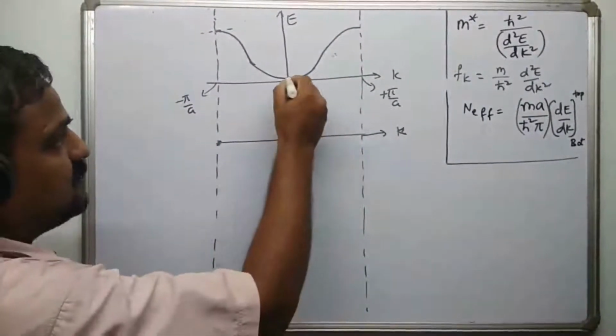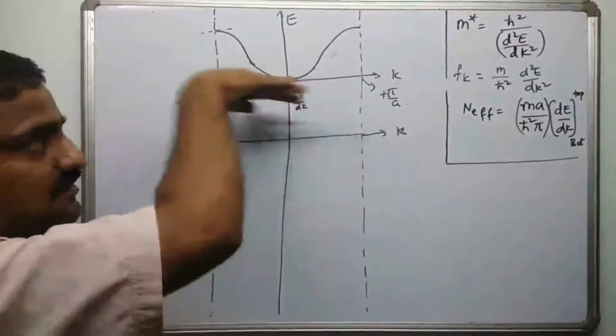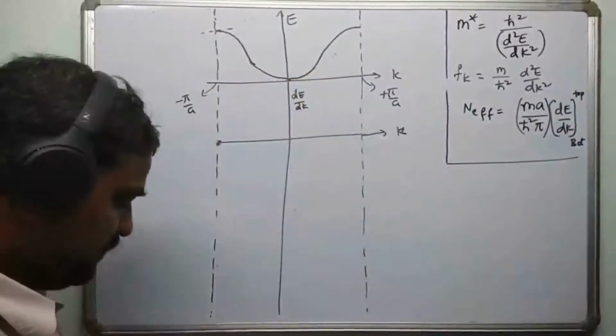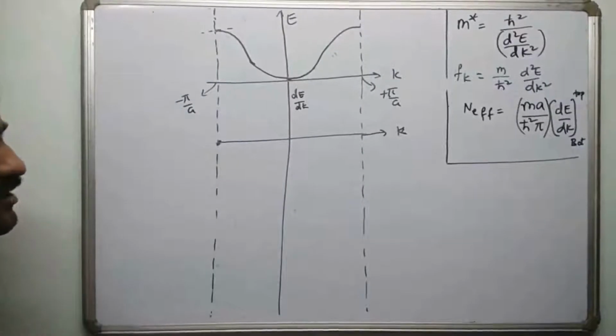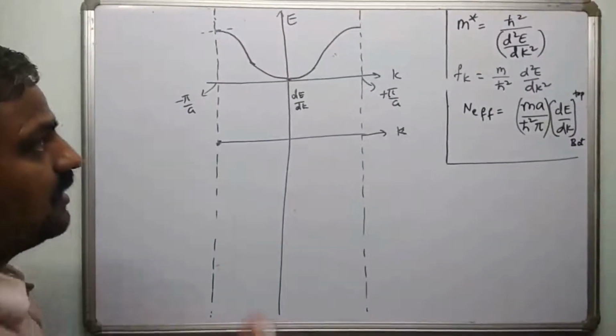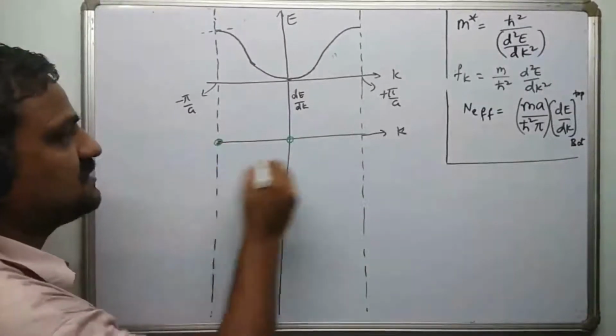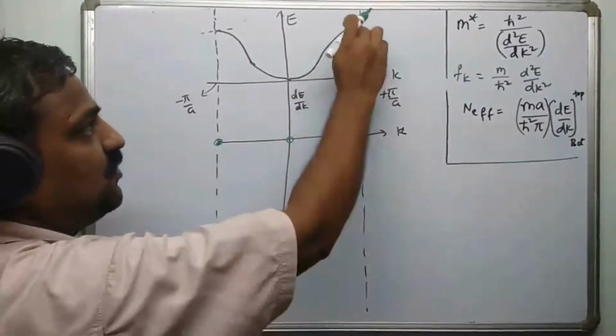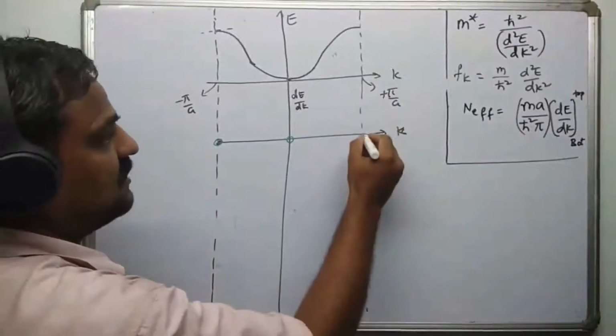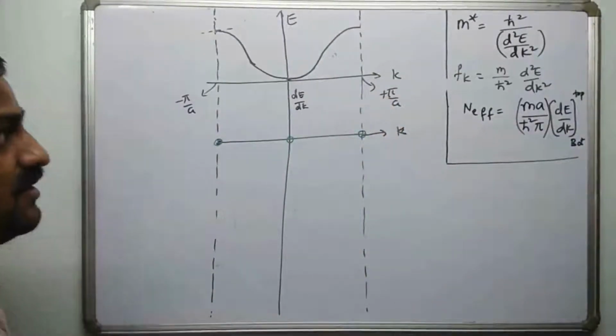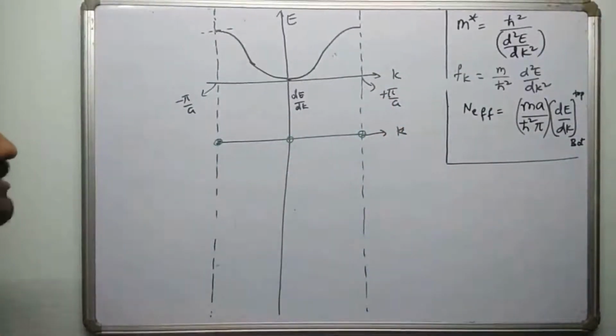And if you come to this point, once again the slope is flat. If you draw a tangent here, it becomes flat. So it is once again going to show a 0 here. So first point is this, another point is this. And similarly, if you go to this point, once again the slope is becoming 0. So three slopes are 0. In between, what's happening?